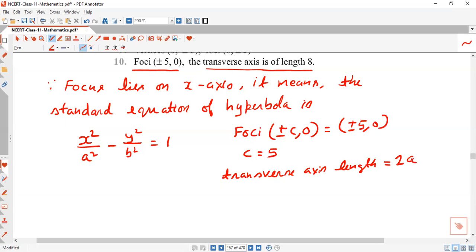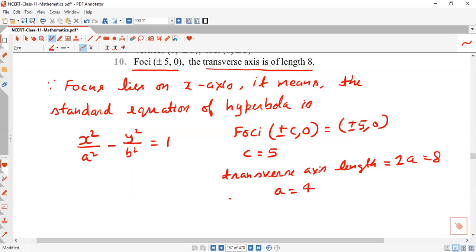You remember in the ellipse we use the word major axis. Instead of using the word major axis, here in the hyperbola we use the transverse axis. And the transverse axis is 2a. So the major axis of the ellipse is what we call the transverse axis in the hyperbola. So 2a equal to 8, which is given to you. It means a equal to 4.